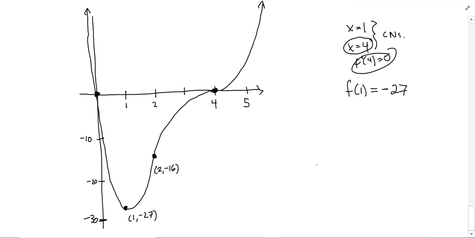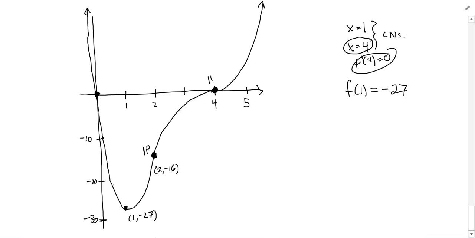So what do we have? We have decreasing from negative infinity to 1, increasing from 1 to 4, increasing again from 4 to infinity. There is a change of concavity here at 2, negative 16, and also here at 4, comma 0. That says we have inflection points. So this is an inflection point, and this is an inflection point. Here we are decreasing, here we are increasing, here we are increasing.